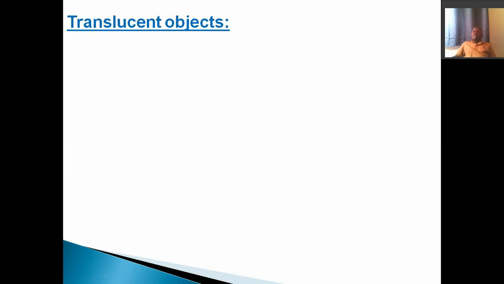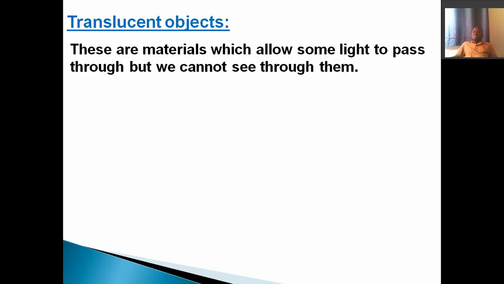Let's go on and look at another one that we call the translucent objects. Yes, we also have objects that we call translucent. I told you to pause your screen and spell these words properly. Translucent objects. What are translucent objects? These are materials which allow some light to pass through, but we cannot see through them.